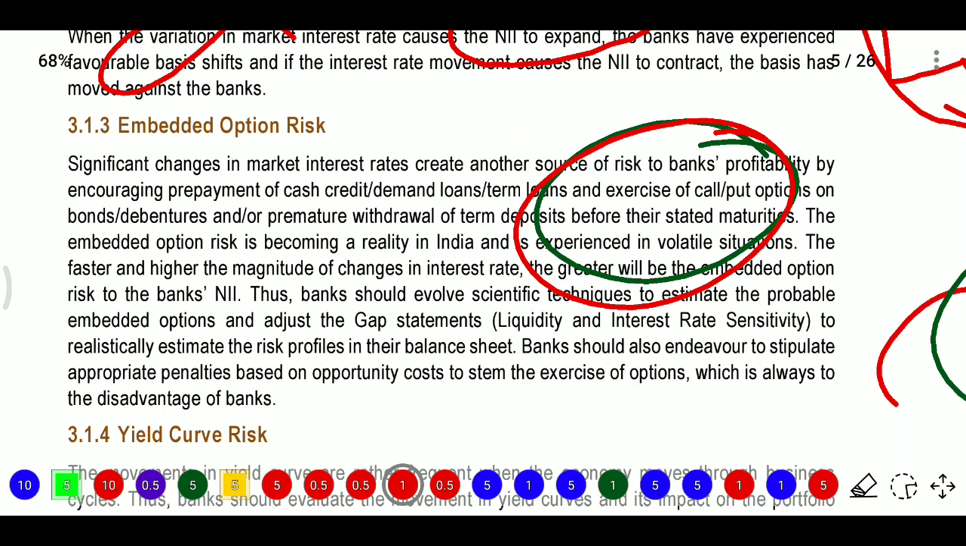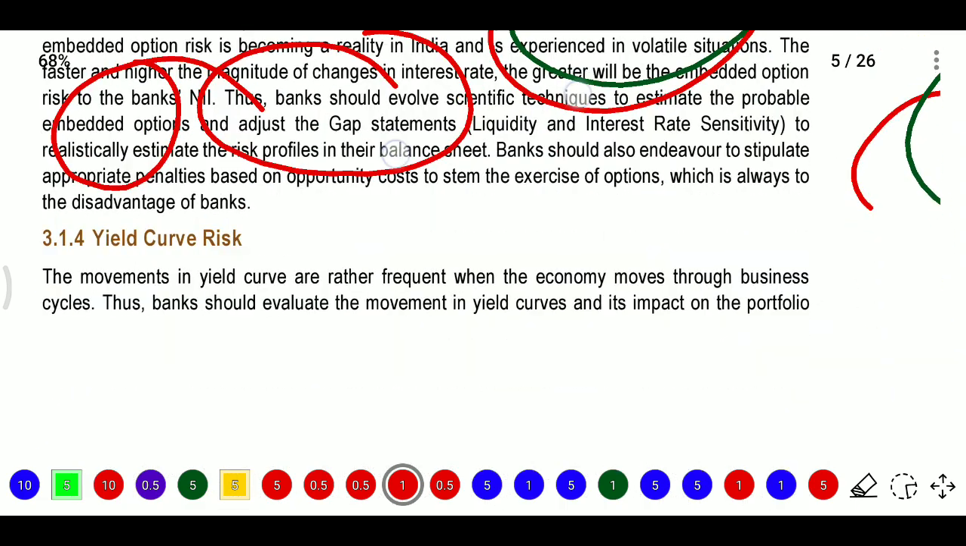So the bank should evolve scientific techniques to estimate the probable embedded options and adjust the gap statements. What are the gap statements? They will adjust liability and interest rate sensitivity to realistically estimate the risk profiles in their balance sheet. So the bank should also endeavor to stipulate appropriate penalties based on the opportunity cost to stem the excess option, which is always to the disadvantage of the bank.